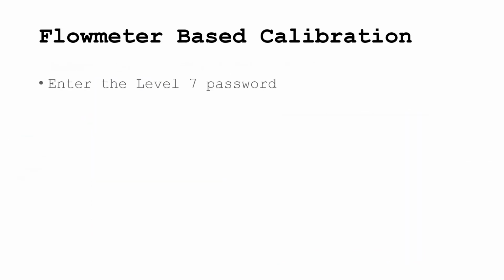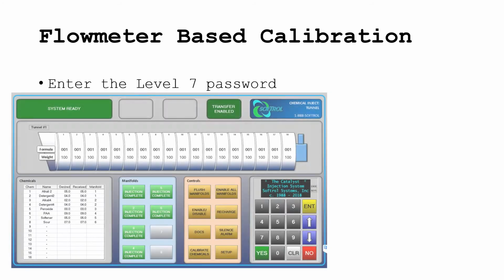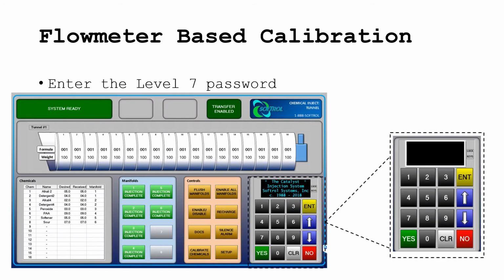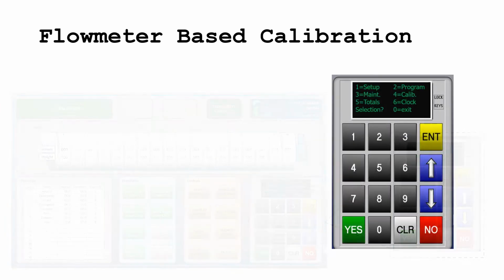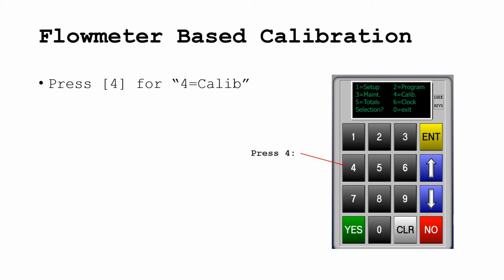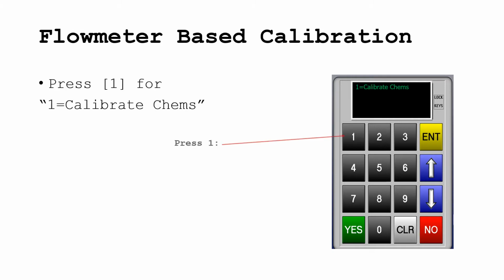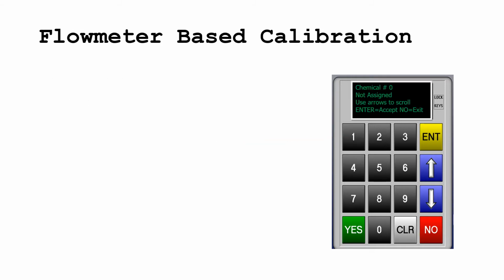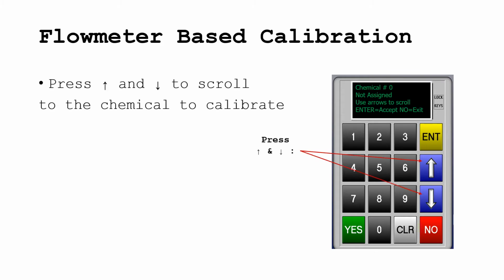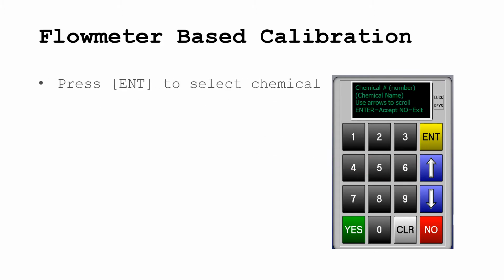Next, enter the Level 7 password on the FPD keypad, found here. Remember, the default password is 777777. Then, press the 4 key for 4 equals calib to bring up the calibration options. And, press the 1 key for 1 equals calibrate chems in order to bring up chemical assignments. Use the arrow keys to scroll to the desired chemical and press the ENT key to select it.